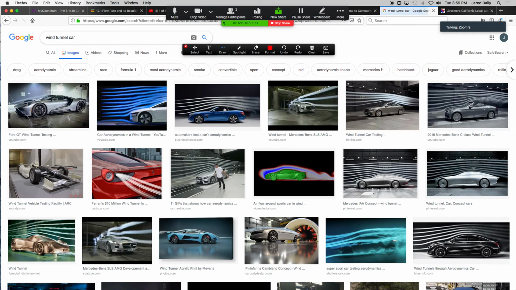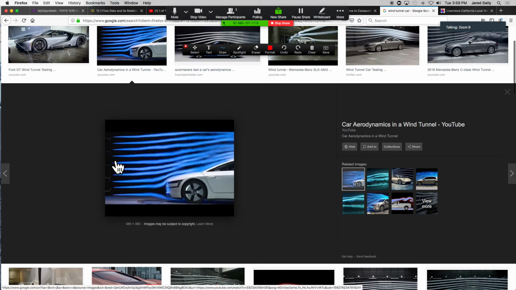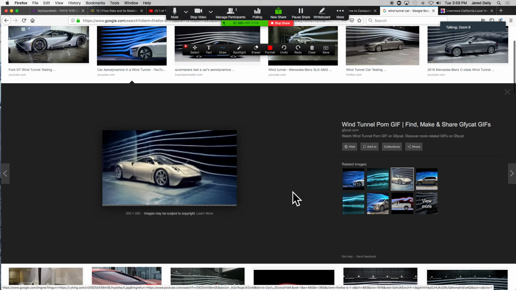So cars are often put in wind tunnels and tested for laminar flow. You can see they've got these little smoke starters here, and you can see that the laminar flow is pretty good around the cars. Especially sports cars, the laminar flow is very good. You can even see that the laminar flow is going through the car and under the car. They're testing for that as well. Sports cars have very good laminar flow around them, which is what you want.